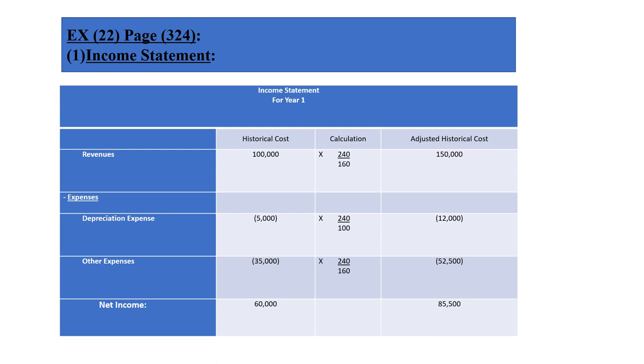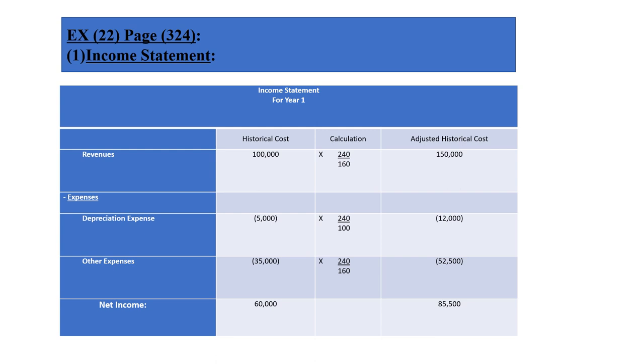The table includes historical cost, calculation times calculation, and the result is adjusted historical cost. Revenue, depreciation expense: historical cost is available in the exercise, times the current price index over the historical price index. The current price index in all items at December 31, year 1, is 240, in all three items. For revenue and other expenses, the historical price index is the average for year 1, which is 160.